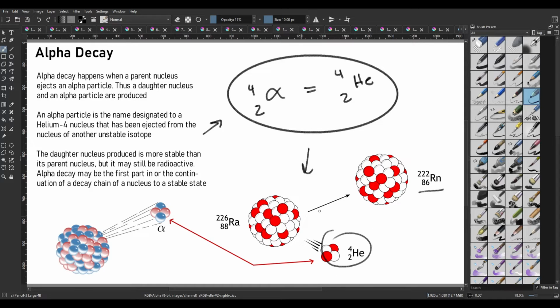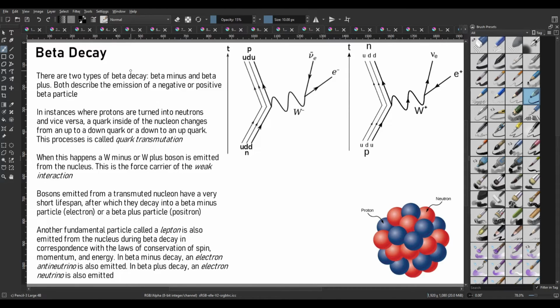And that's all we need to understand about alpha decay. So now that we've gone over alpha decay, we're going to be going over the two beta decays that we talked about on the slide with the chart. So obviously, like we talked about, there are two types of beta decay, beta minus decay and beta plus decay. Both describe the emission of a positive or negative beta particle.